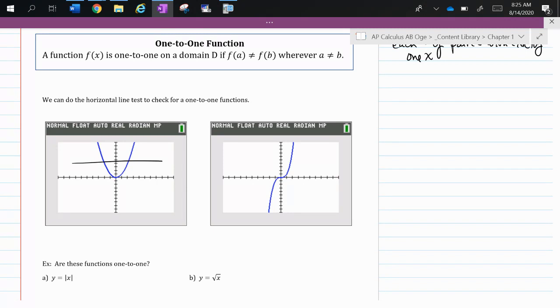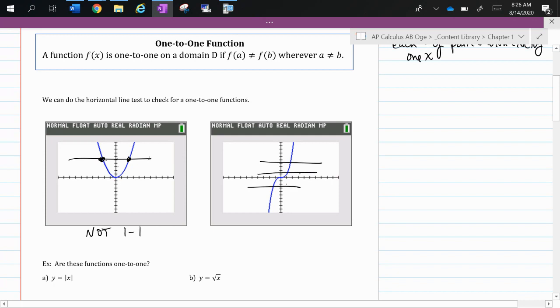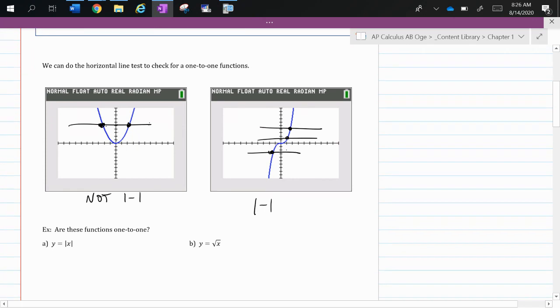If we look at this first graph, you'll notice I'm doing the horizontal line test. When I do the horizontal line test, I go through more than one point. So that means there is a y, like 5, that is paired with more than one x. So this graph here is not one-to-one. But if I go over here to this second graph, and I do the vertical line test, I see it is a function. If I do the horizontal line test, every time I draw a horizontal line, I only go through one point. That tells me that this graph is one-to-one.